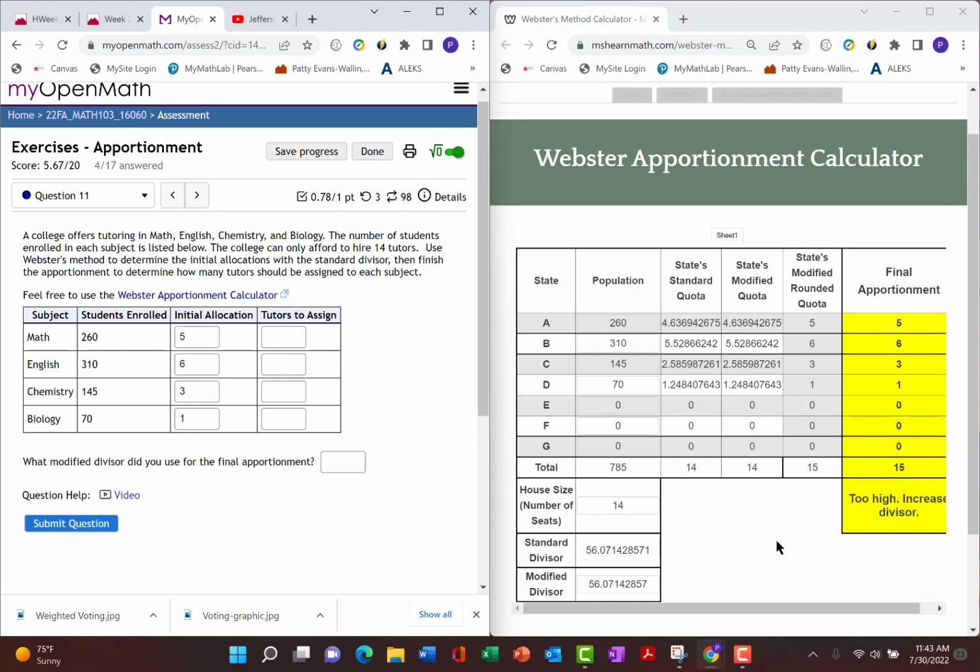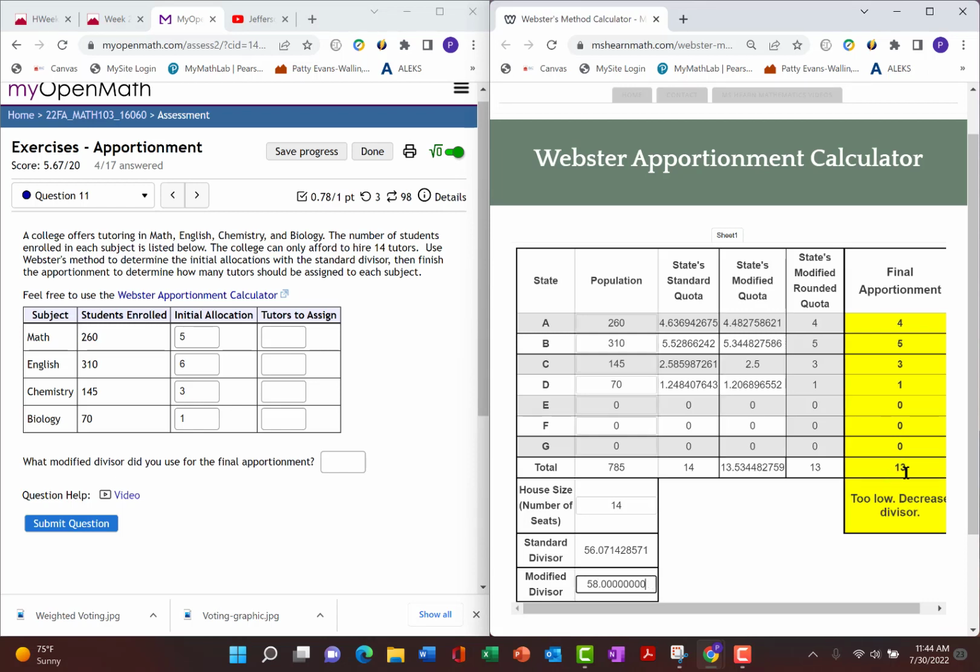Now what I've noticed on this calculator is sometimes the just right does not work. So too high or too low will work unless we get the exact amount we want. So we will want to watch if this ever turns to 14, because the just right may not work. So we know it's too high, so we need to increase this. So let's try maybe 58.